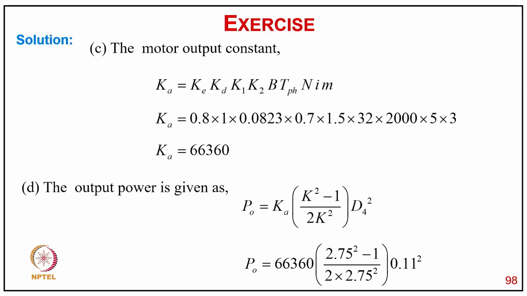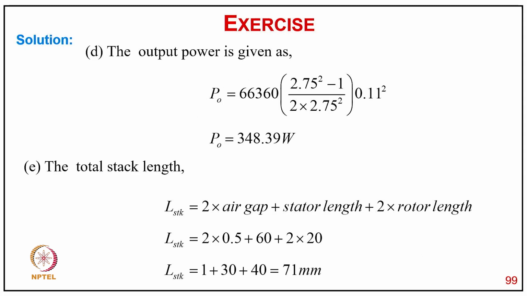And the diameter ratio is k equal to d4 upon d1, that is 2.75, and the motor output constant is K equal to K Kd K1 K2 B Tph and I. Putting in the values, K comes to 66,360, and the output power is given by Po equal to K times (k square minus 1) divided by k square into d2 d4 square. Putting in the values, it comes to about 348.39 watt.